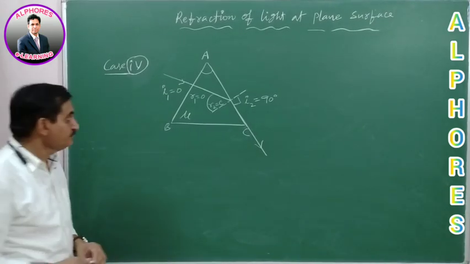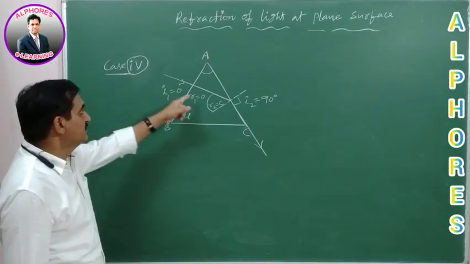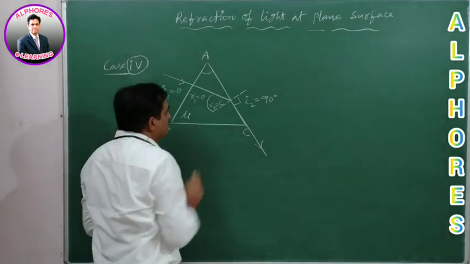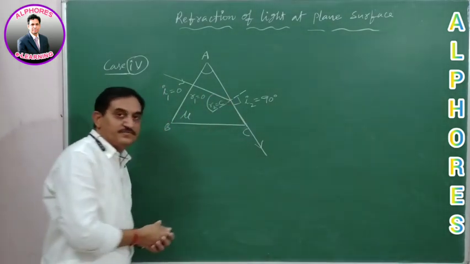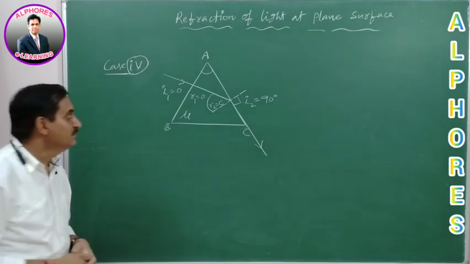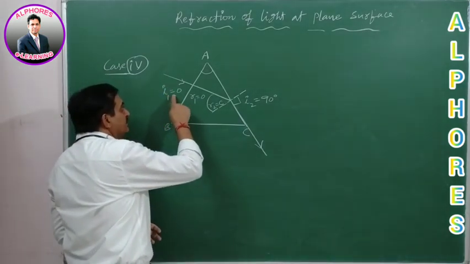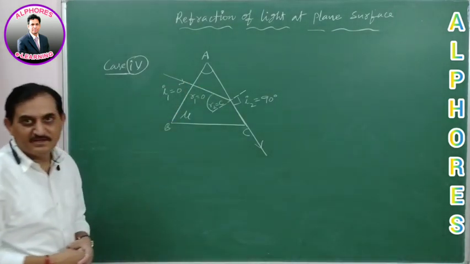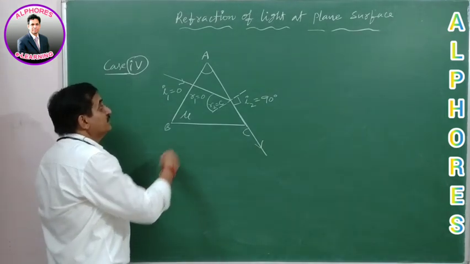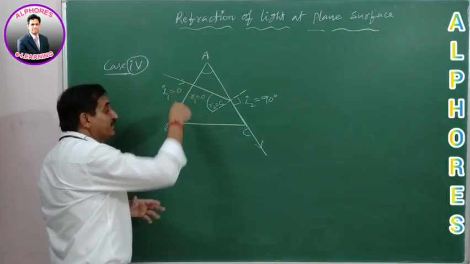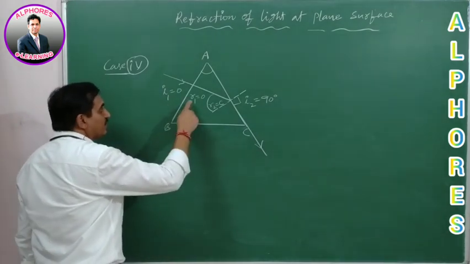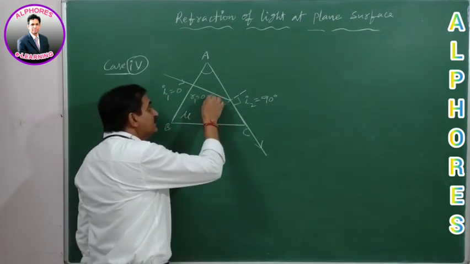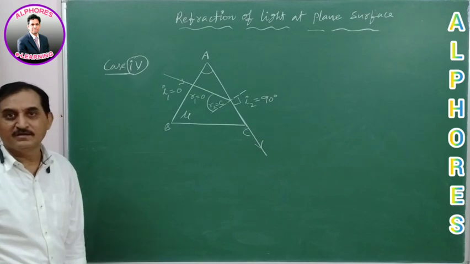Here, case 4. A ray of light is incident normal to the first refracting surface AB, and after refraction it grazes out of the second refracting surface. Then the angle of incidence is 0, because it is incident along the normal, and no deviation is suffered at the first refracting surface. I1 equal to 0, R1 equal to 0. Then, whenever it is grazing the second refracting surface, this angle will be the critical angle.